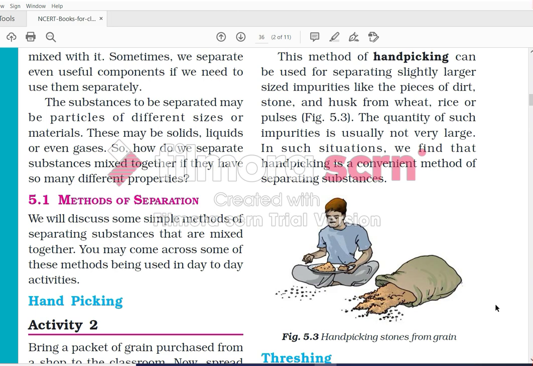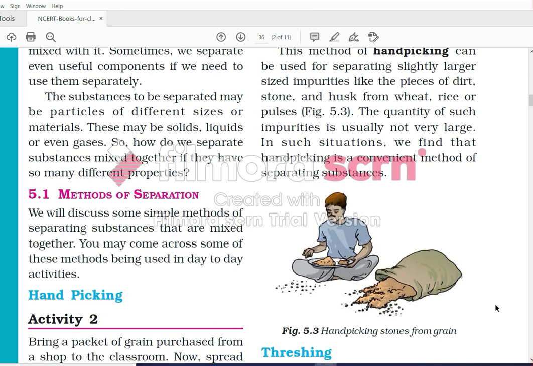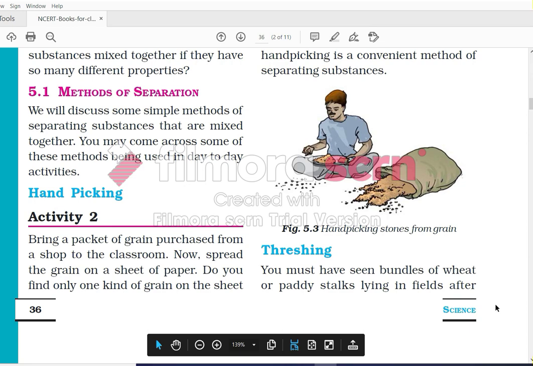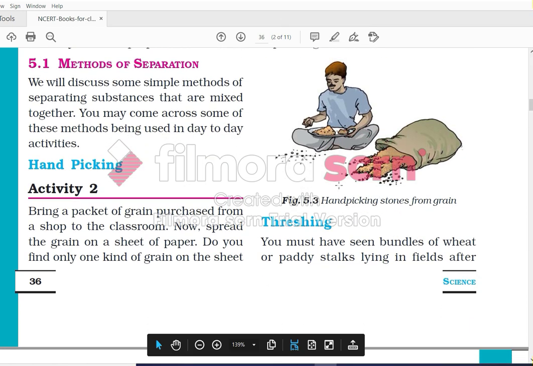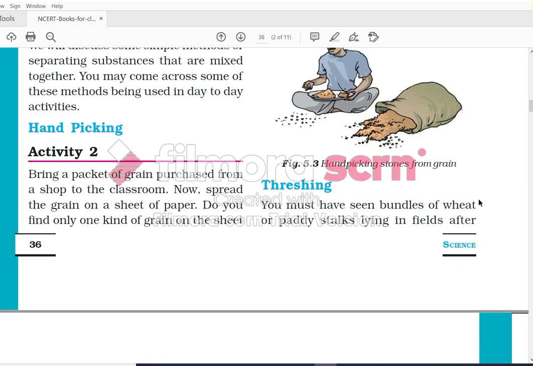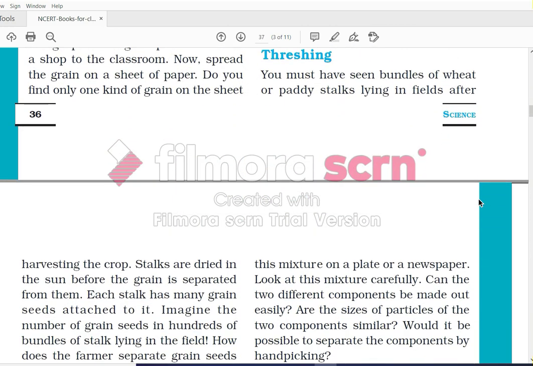In such situations, we find that hand picking is a convenient method to separate substances. Now, here is a diagram or a picture given where the hand picking separation is being depicted. Now, the second method of separation mentioned here is threshing.